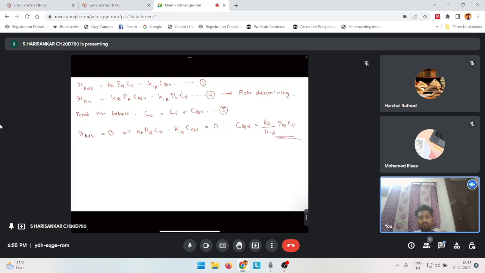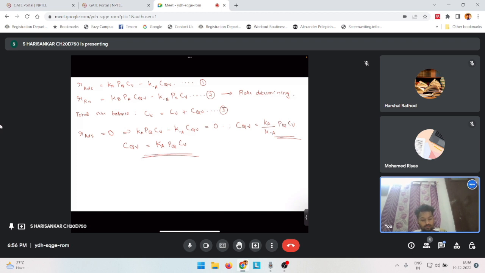Now this Ka by K minus A will give you the equilibrium constant capital Ka, because Ka is the forward rate constant and K minus A is the backward reaction rate constant. And the ratio of the forward to the backward reaction rate constant will give you the equilibrium constant capital Ka. So CQV can be written as capital KA PQ into CV.